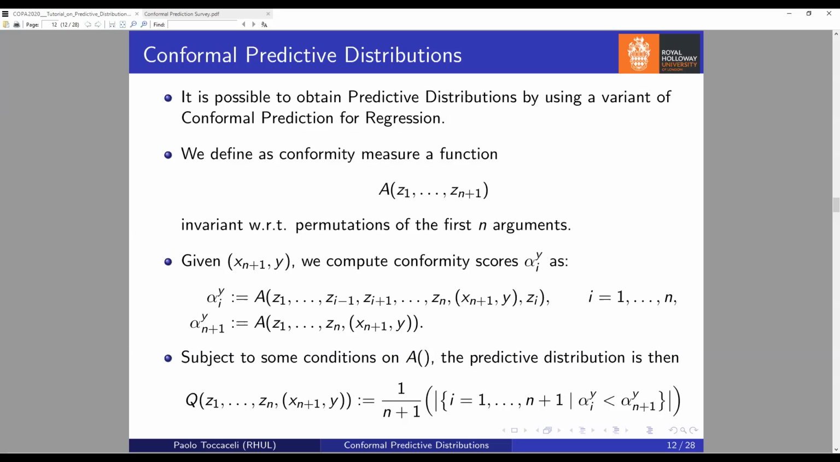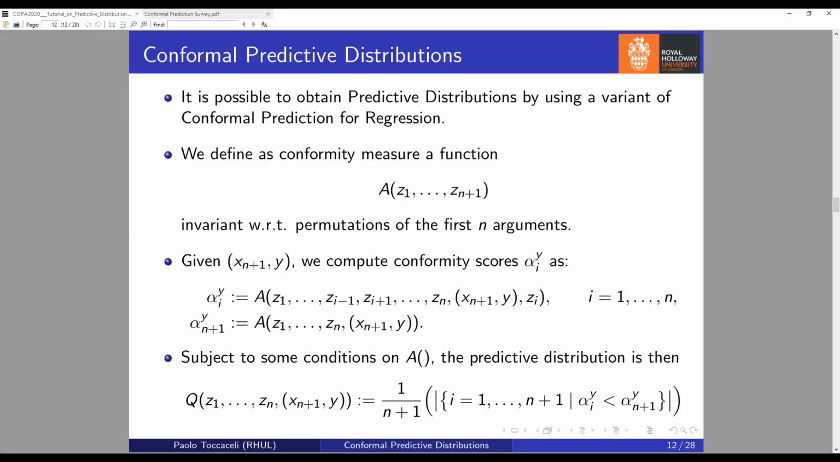Now that you're familiar, based on a previous tutorial, with conformal prediction, I'm going to show something pretty similar to transductive conformal prediction, but there are some differences later. Again, the key ingredient is a function that we call the conformity measure, which is a function of n+1 observations and is invariant with respect to permutations of the first n arguments. You can think of this as a way of expressing the conformity of the n+1 observation given the previous n observations that come from our training set.